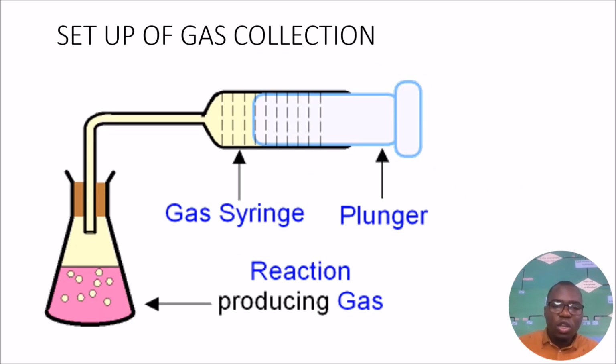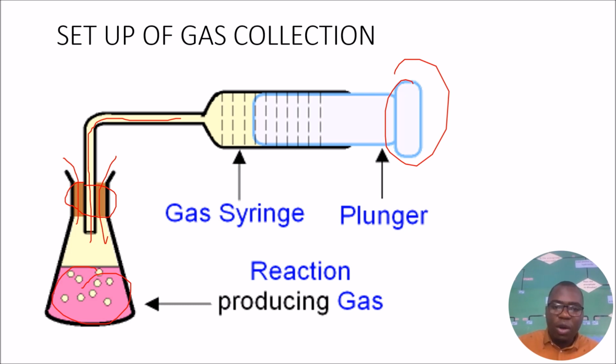You are going to put a conical flask. You are going to make sure it is airtight as you put the straw and connect the syringe. The syringe has got the plunger here, and whatever reaction is producing the gas here, the gas will have no choice to escape on the side because it's airtight, it has been sealed. So the only place where the gas will go is into this straw and finally into the syringe.